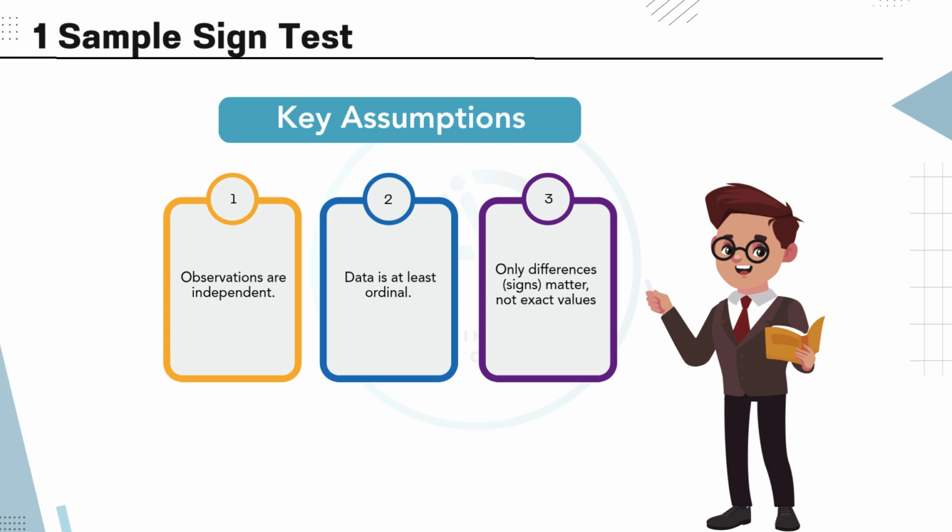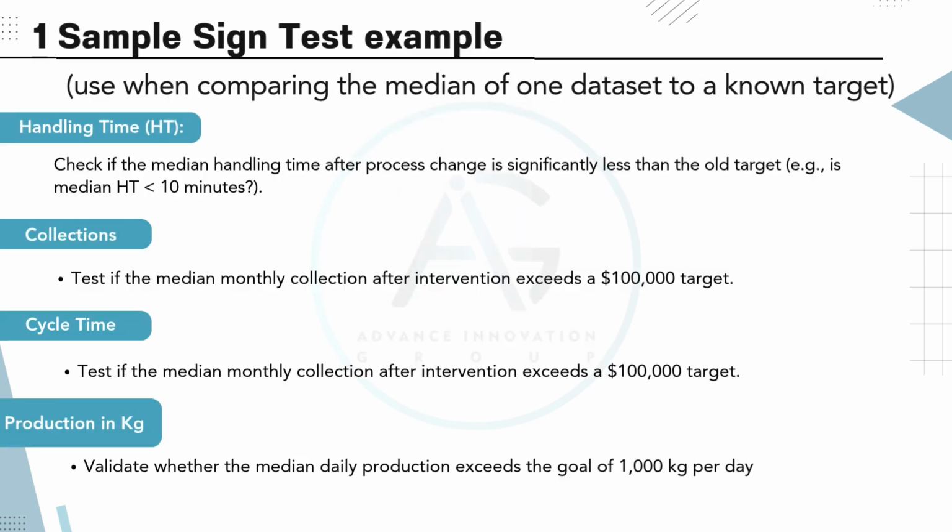These assumptions make the one-sample sign test a very flexible tool, especially useful when traditional parametric assumptions like normality or known variances are violated. Always check these assumptions before proceeding to ensure that your conclusions from the test are statistically valid. Let's look at some practical examples to understand where we can apply the one-sample sign test.